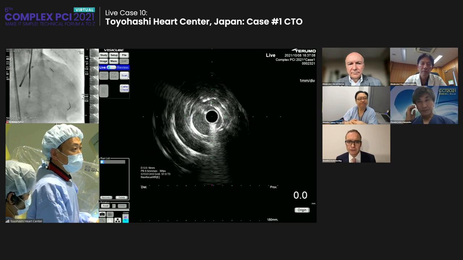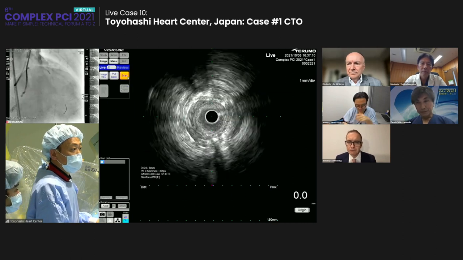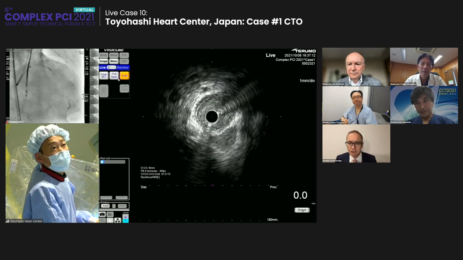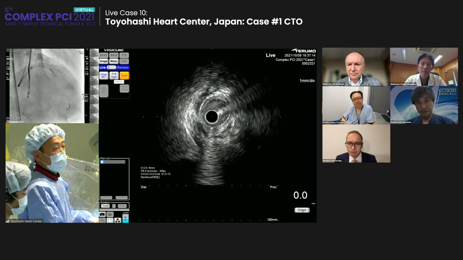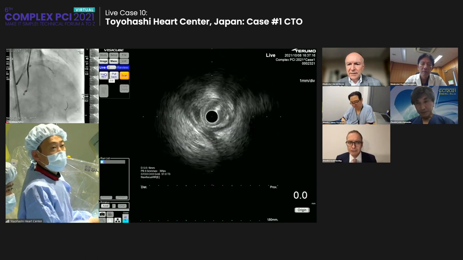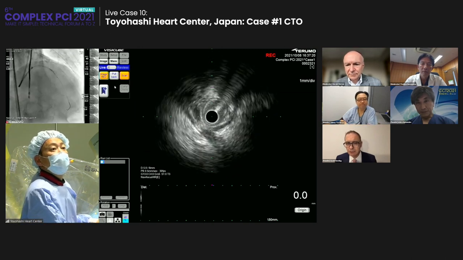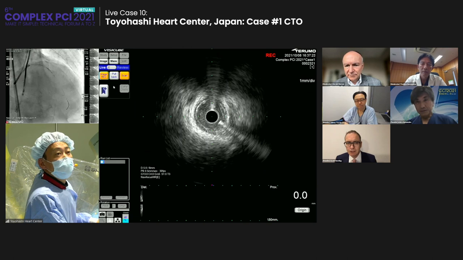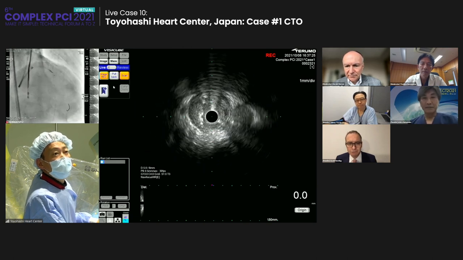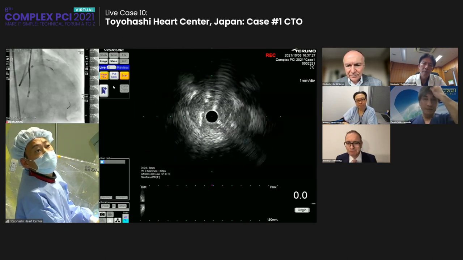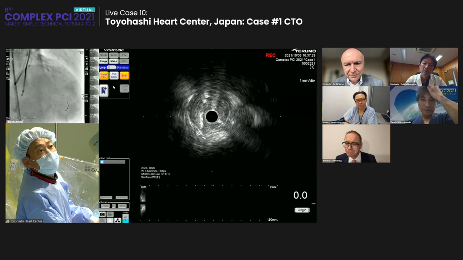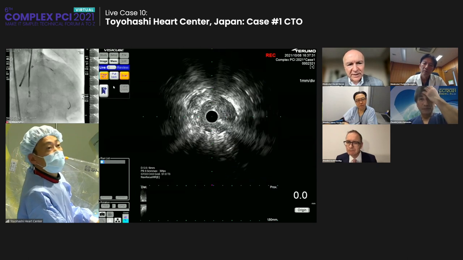I think that's true, and certainly something I've learned from the Japanese. They obviously have the highest imaging rates in the world, and what we've seen is that with an increase in imaging, we've seen less restenosis, at least in the short to medium term. But we're seeing the IVUS now, so we'll have a look at that. Kenya, yes, talk us through the IVUS.